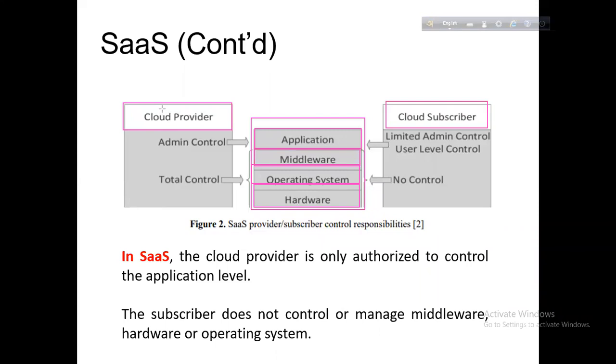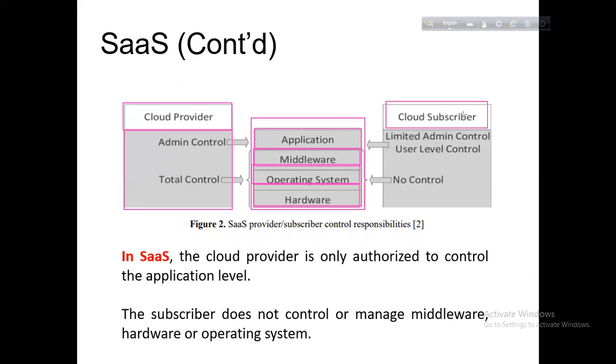Here, the cloud provider has control over almost everything which is provided: hardware, operating system, middleware, application. The cloud provider has admin control, total control. So admin control over applications, and total control over all of the rest.